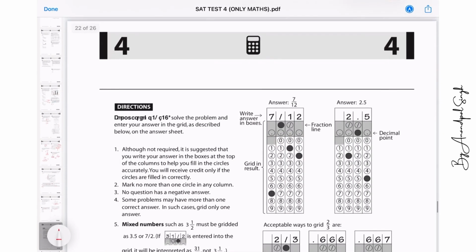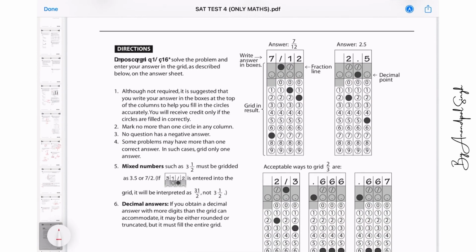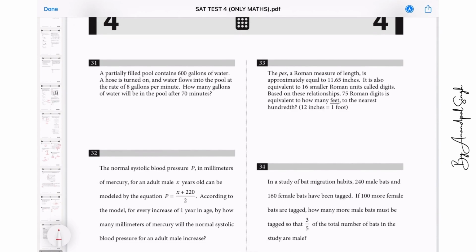Next, question number 31. Now we are having grid-in questions, so just pay attention. A partially filled pool contains 600 gallons of water. A hose is turned on and water flows into the pool at the rate of 8 gallons per minute. How many gallons will the pool contain after 70 minutes?